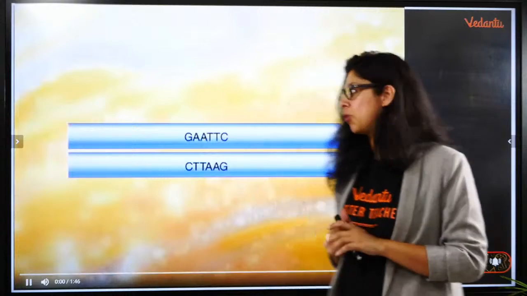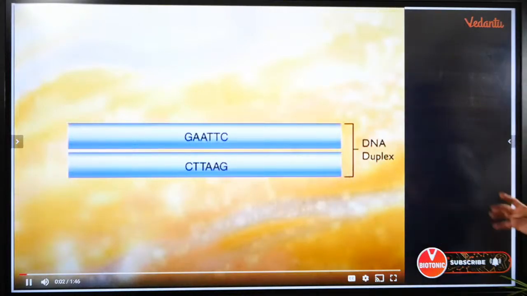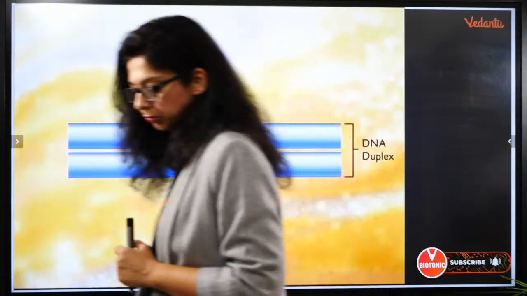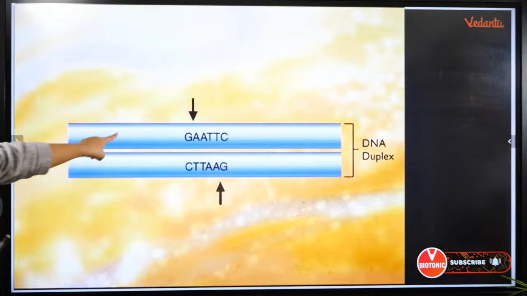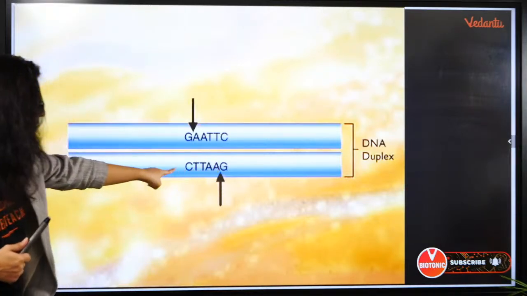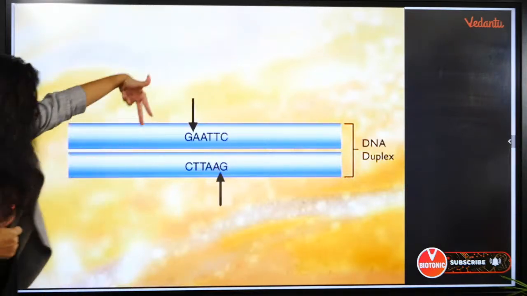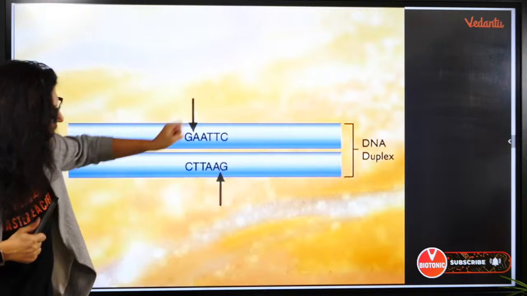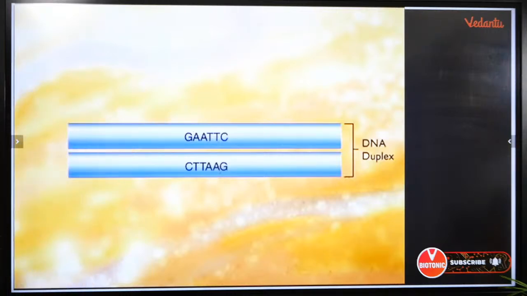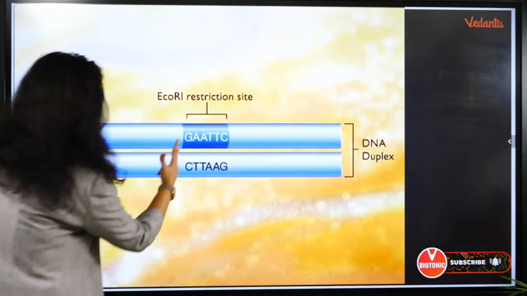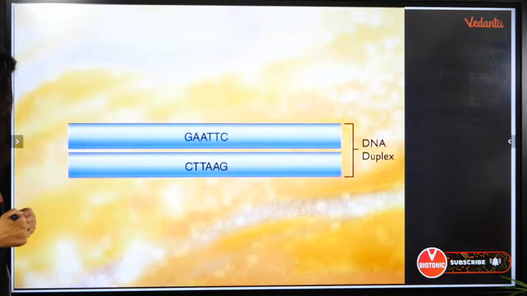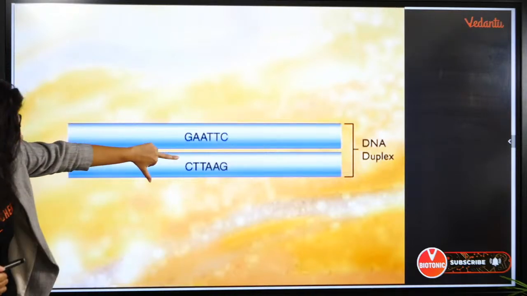Right? Come on. Now, first, restriction endonucleases are enzymes that cleave DNA at specific nucleotide sequences. Can you see GA? The sequence recognized is often 4 to 6 nucleotides long. For example, the restriction endonuclease EcoRI recognizes the sequence GAATTC.